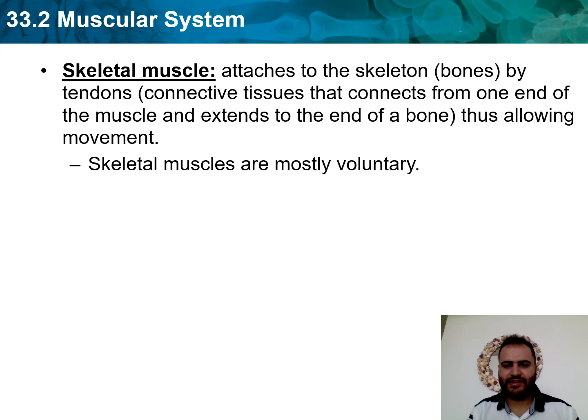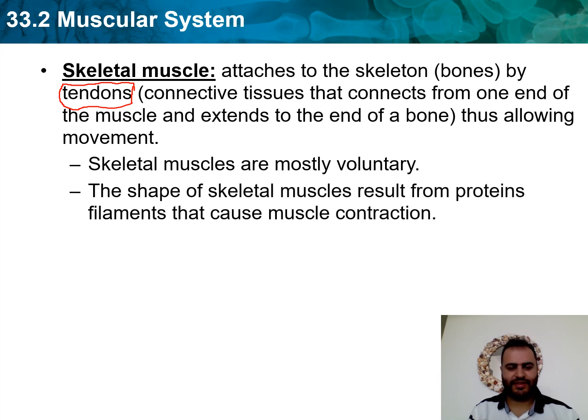So skeletal muscles are attached to bones, or to the skeletal system, by tendons. Tendons are connective tissue that connects muscles to bones. They are very strong and they are made of fibers. The tendons allow the body to keep stable. They strengthen the joints, making the joints stronger by connecting the muscles to the bones.